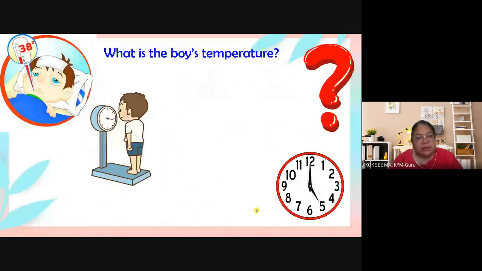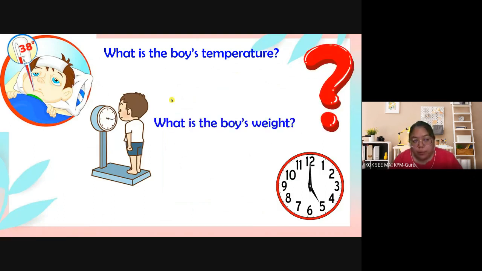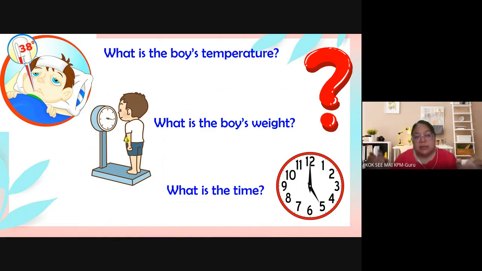So from here we can see some physical quantities. What is the temperature of the boy? We use the thermometer. We can read exactly 38 degrees Celsius. So temperature is one physical quantity. Number 2, what is the weight of the boy? We use the weighing scale. We can read the weight of the boy. And number 3, what is the time? I just refer to the clock and I know what the time is. So these 3 things are also physical quantities. Some equipment can show you the reading. So that one we call physical quantities. We can measure.